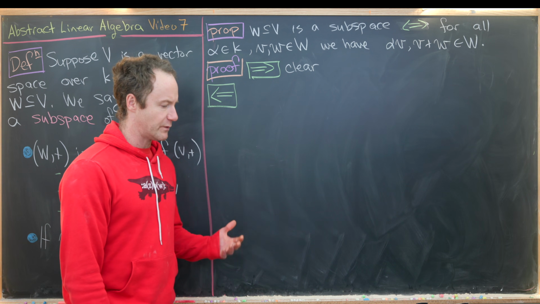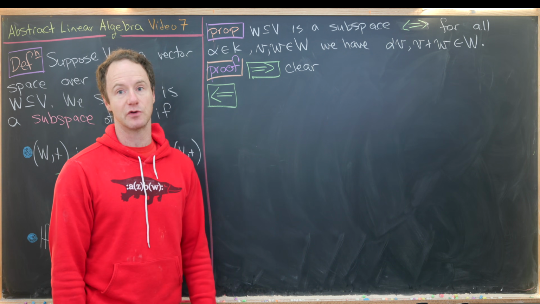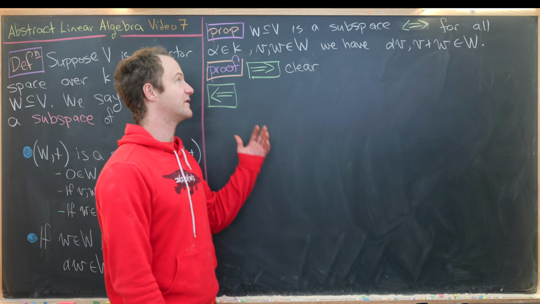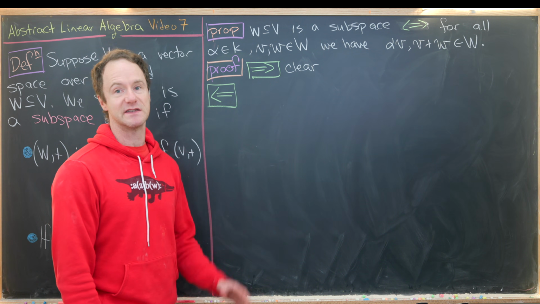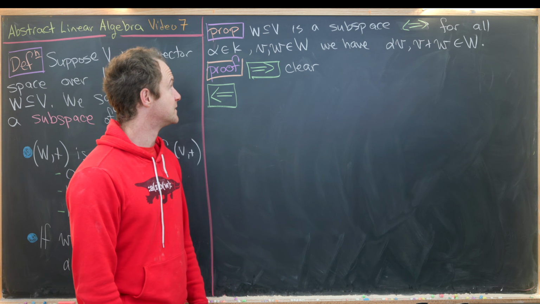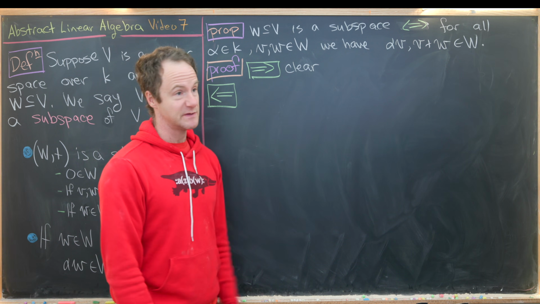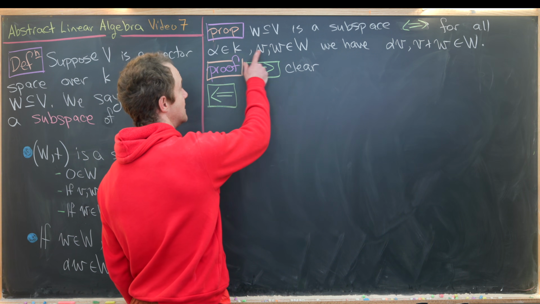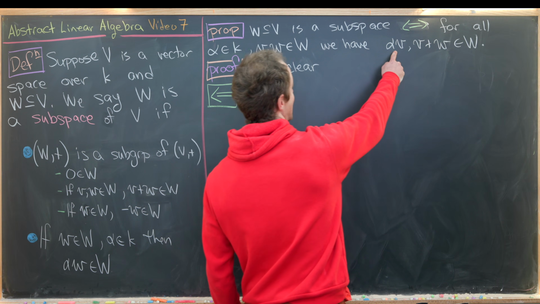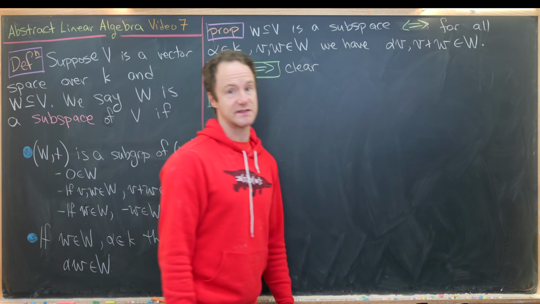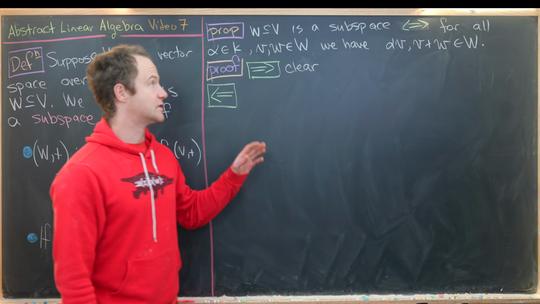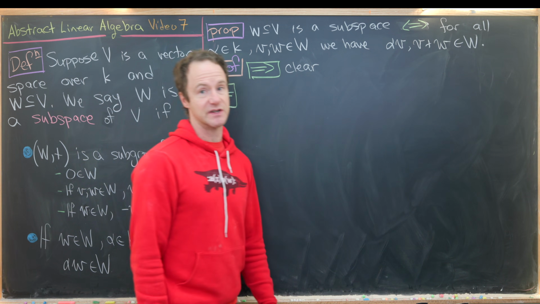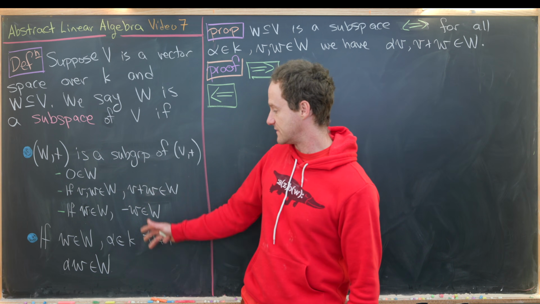So if you recall, when we looked at subgroups, we had something called the subgroup test, which simplified the process of checking if something was a subgroup. Well, we've got something similar for vector subspaces, and that's called the subspace test. And that says that W is a subspace of V if and only if for all alpha in K, v and w in W, we have alpha v and v plus w are elements of W. So in other words, all we need is closure under scalar multiplication and vector addition, and we get all of the rest of these for free.